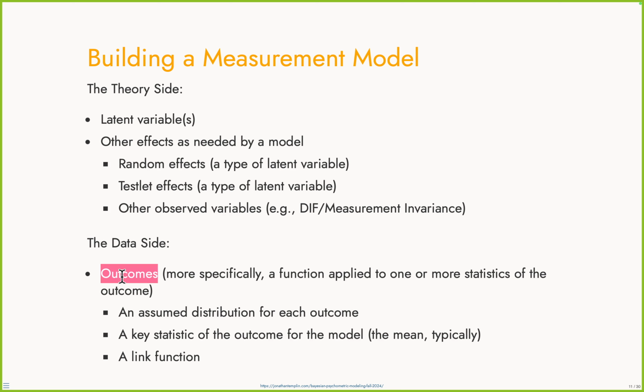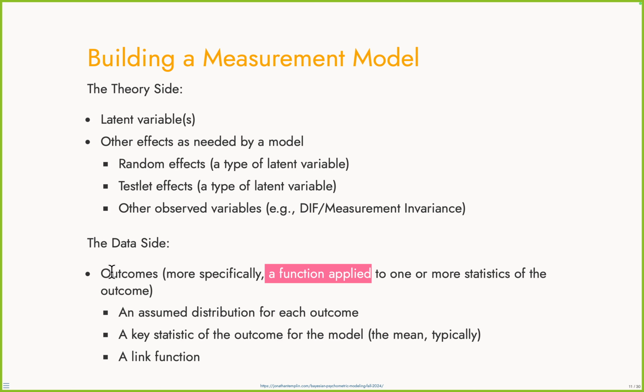So on the data side, we'll have outcomes. Particularly that function sometimes is called a link function or an inverse link function. A link function takes something like the mean and sends it to the continuous full number line. The inverse link does the reverse, takes the predicted value on the continuous full number line and sends it back to the probability space or some other space of the variable.